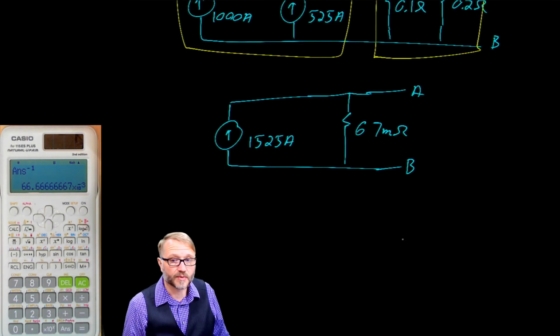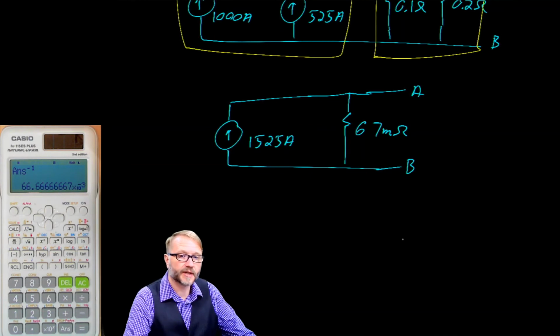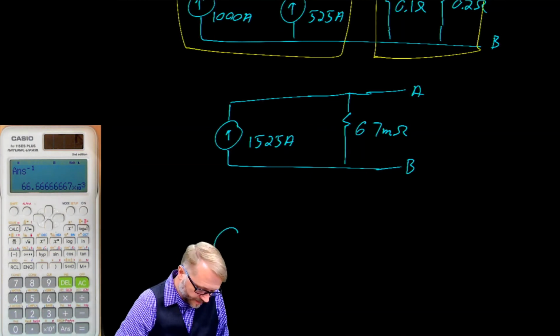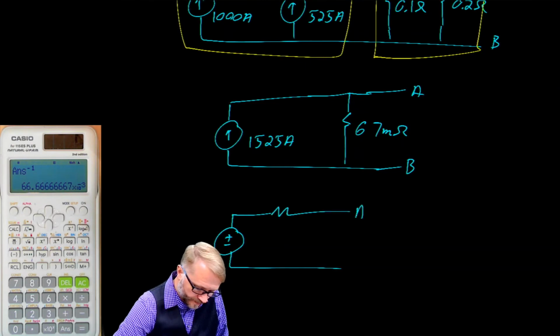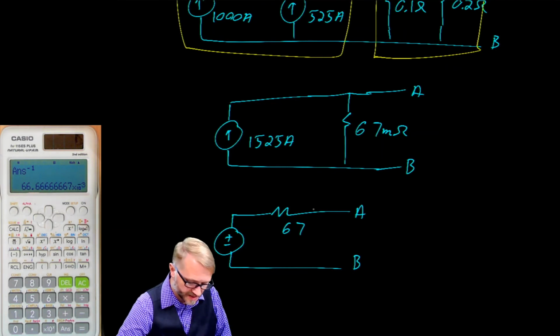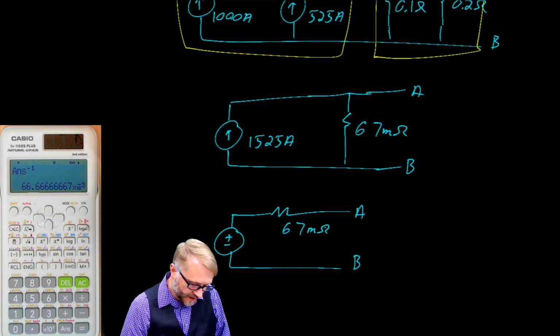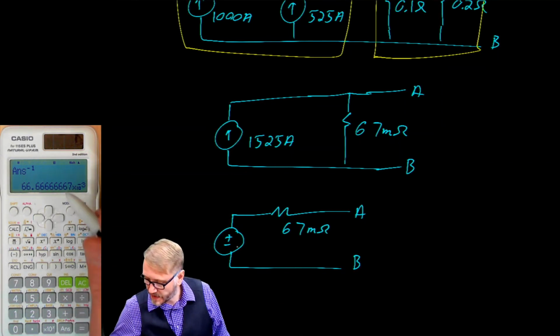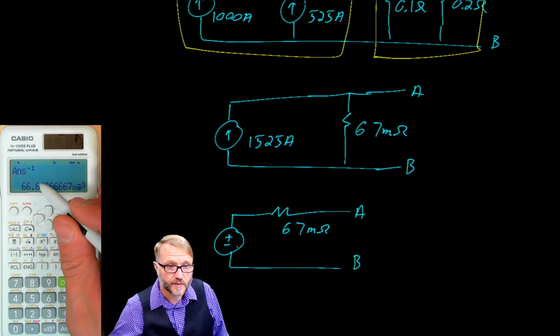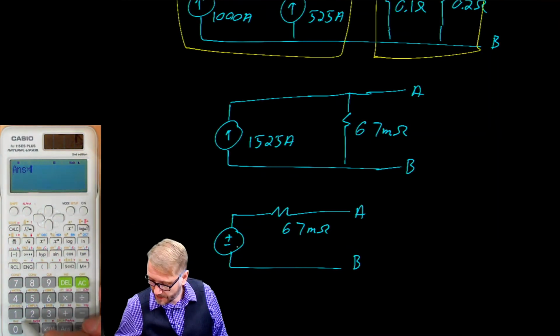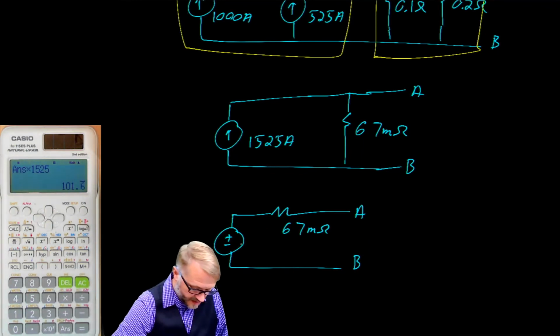And one last step. We're going to take this Norton circuit and we're going to convert it back into Thevenin. The resistor is easy because the Norton resistance and the Thevenin resistance are equal. So that's 67 milliohms. And the Thevenin voltage is this, which is our resistance already, multiplied by 1525, which gives us 102 volts.